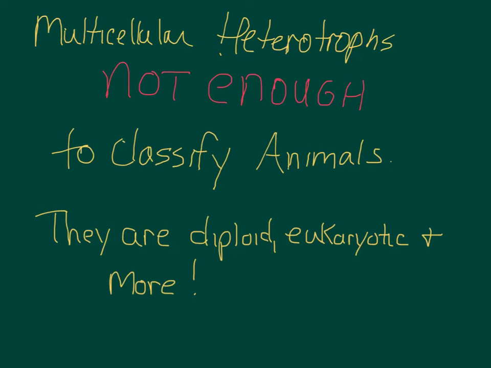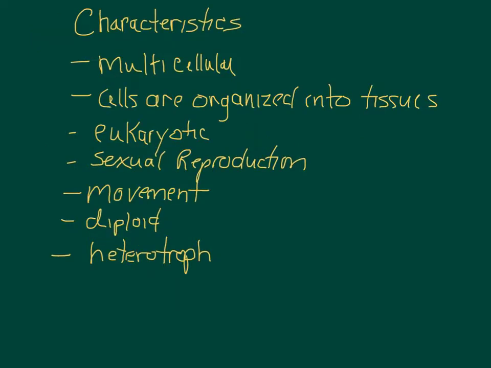So we talk about not being able to categorize animals just as multicellular heterotrophs. We say it's not enough to classify. Why? Well, because there's also diploid and eukaryotic and more. So we talk about animals that are multicellular, which means that their bodies are made up of multiple cells. Animals differ from single-celled or unicellular organisms.